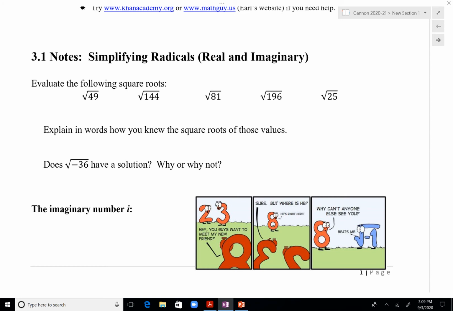The first thing we're going to look at is a little review of evaluating square roots. The square root of 49 is the number that we can multiply by itself to get a product of 49, so hopefully we're thinking of 7. The square root of 144 is 12. The square root of 81 is 9. The square root of 196 is 14. And the square root of 25 is 5.